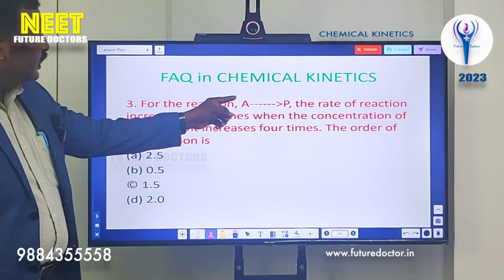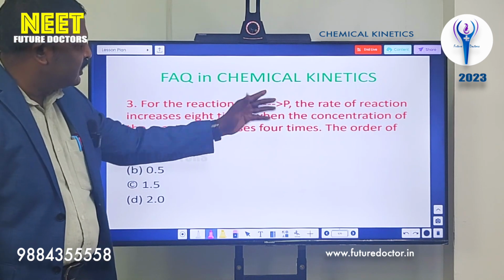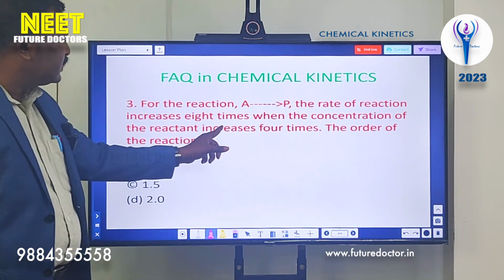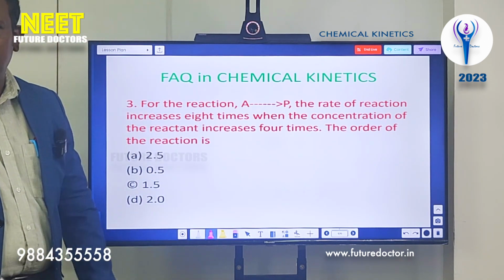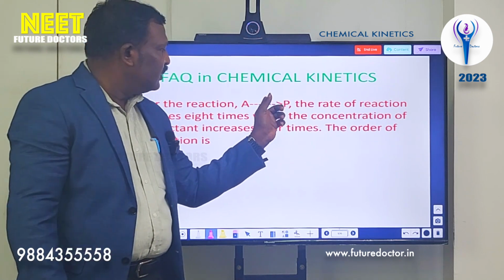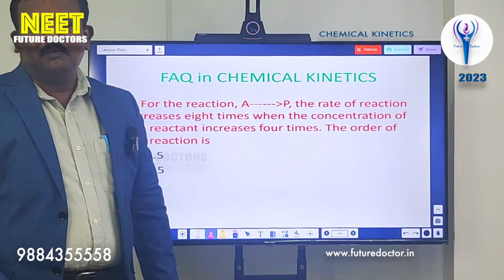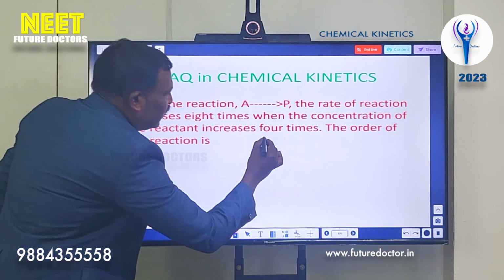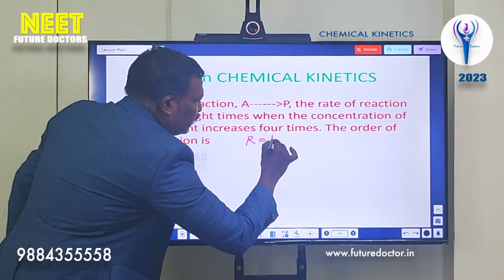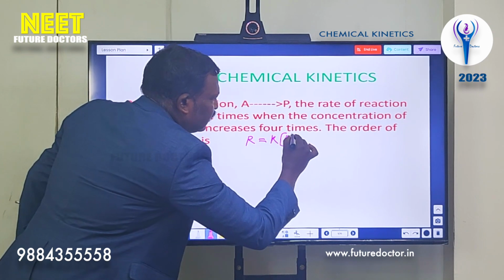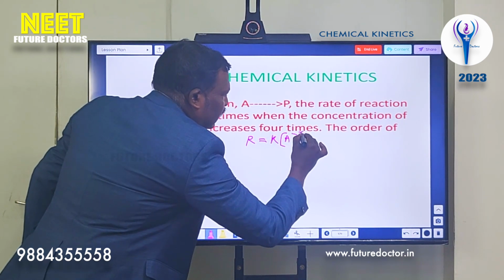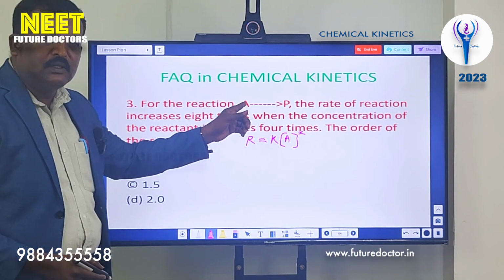See, for the reaction A gives P, A is a reactant, P is a product. The rate of reaction increases 8 times when the concentration of the reactant increases 4 times. We have to find out the order of the reaction. Simple one. Whenever any equation is given, we should frame the rate of the reaction. How to write it? R is equal to k into concentration of A power x. x is the order, we don't know the order. I am writing the rate of reaction for this equation.